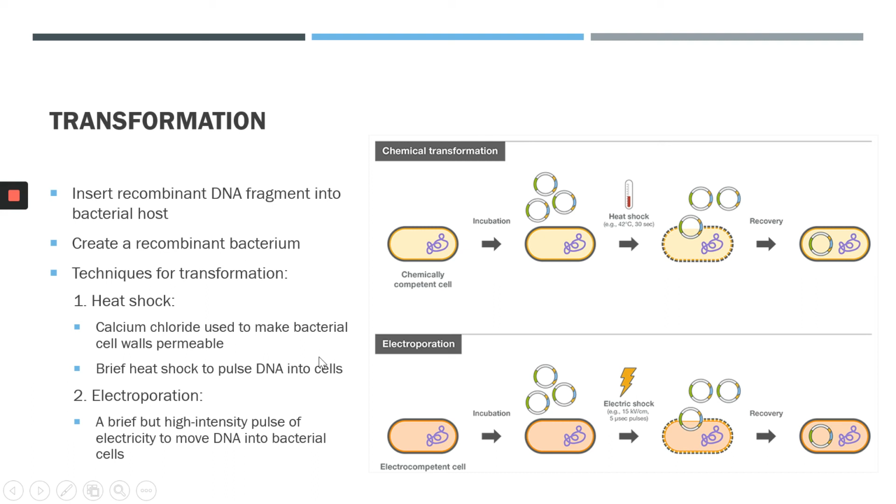The second method of transformation involves electroporation. Electroporation involves a brief but high-intensity pulse of electricity that allows for recombinant DNA to enter the bacterial cell. Again, recombinant DNA fragments are co-incubated with bacteria. They're then exposed to an electric shock, which forces the recombinant DNA fragment into the bacterial host. Once the recombinant DNA fragments have entered the bacterial host, these bacteria are then recovered for further use.